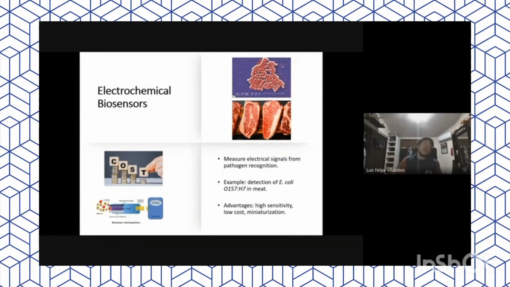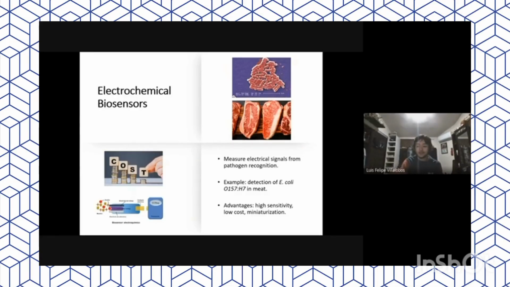The first one is the electrochemical biosensor. This one produces electric signals when the pathogens interact with the recognition elements, and they are often used to detect E. coli in meat. Their advantages include high sensitivity, low cost, and easy manipulation. However, they require careful sample preparation and frequent calibration.